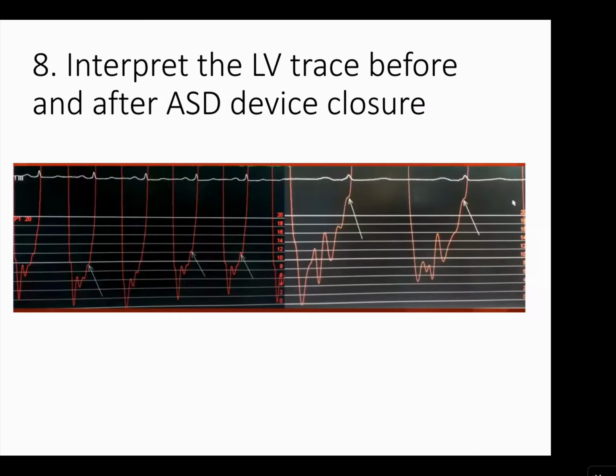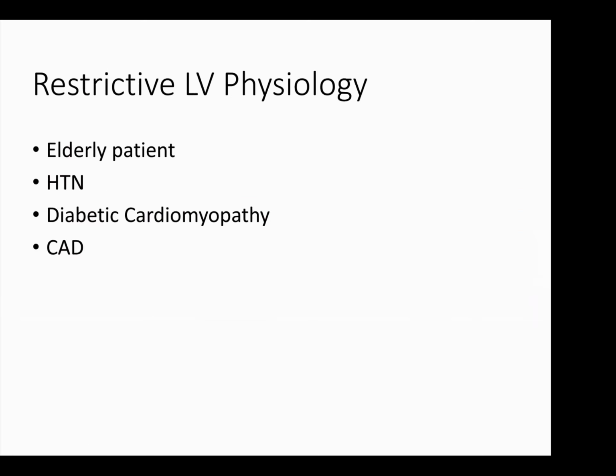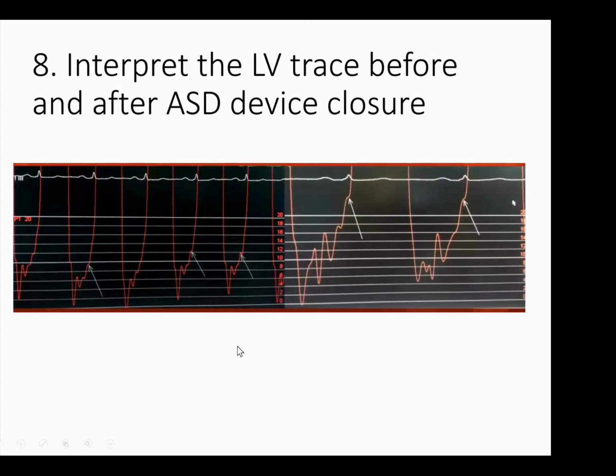So LV restrictive physiology can be because of either the elderly patient, the patient of 60 years, 70 years, which are not detected in a younger age coming to the ASD device closure, concomitant hypertension, diabetic cardiomyopathy, or coronary artery disease. Now, again, my next question is, can you identify which patient is going to have LV restrictive physiology on the basis of this? Can you predict this complication?